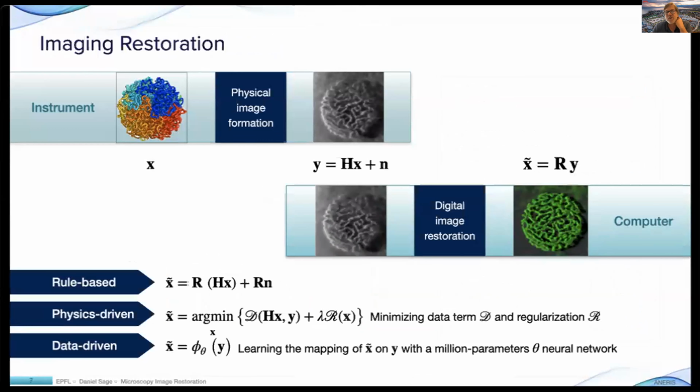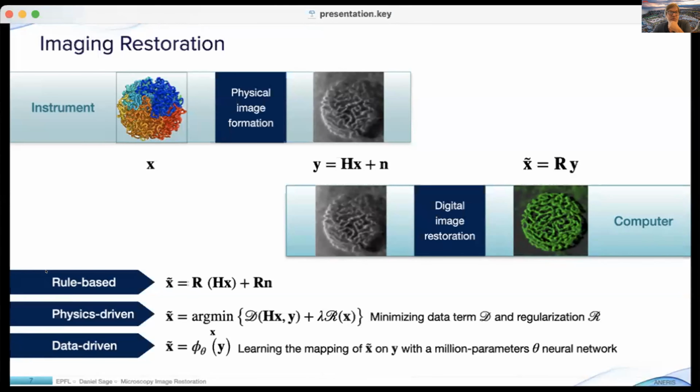So now if we want to do image restoration, what we have to do is to solve this equation. We want to recover an estimation x tilde, using the measurement y that we have here. So x is my object, y is my measurements, obtained by the image formation model, and I want to recover x tilde. There are different ways to approach this.